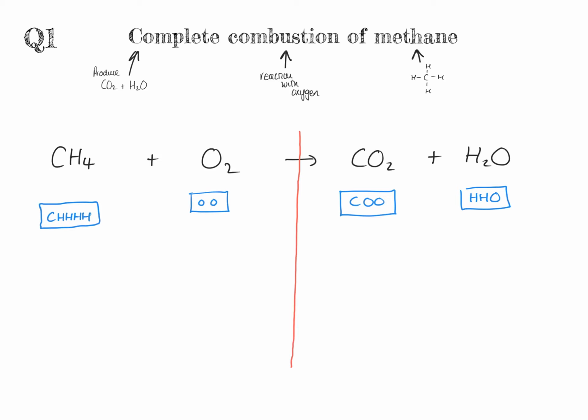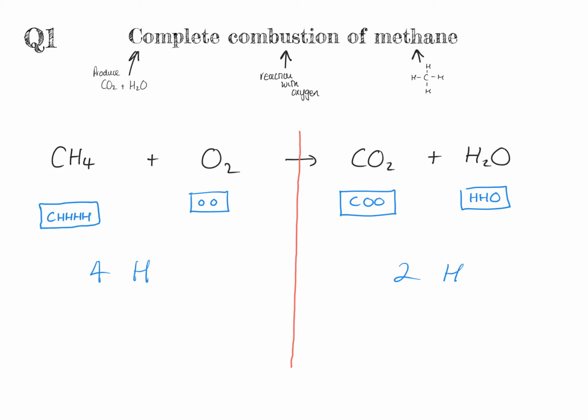Looking at hydrogen, we have got 1, 2, 3, 4 hydrogens on the left and none in there. So 4 on the left, and on the right, 1, 2. So we've got 4 H's here and 2 H's here. Let me just write that down so that we can see. Okay, now this needs balancing because this isn't the same on both sides.